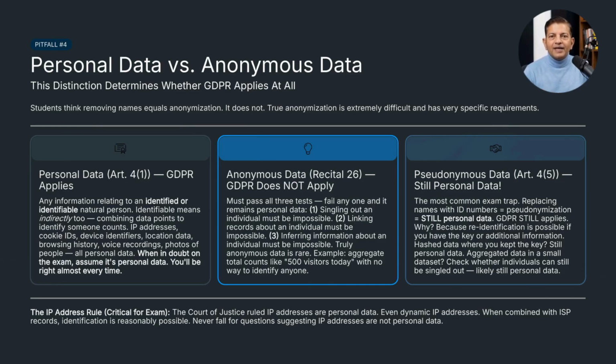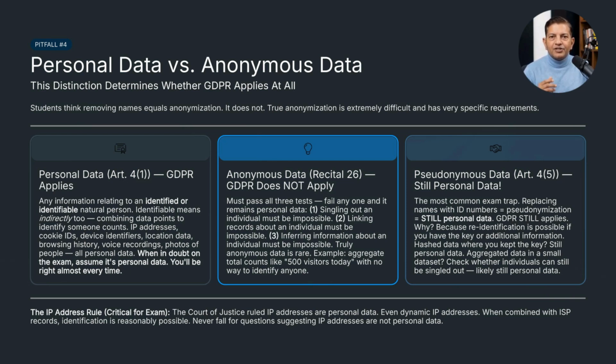Now what's actually anonymous? A total count like 500 visitors today, that's anonymous. Aggregate statistics like average age 35, anonymous. Properly anonymized datasets where re-identification is impossible, anonymous. But these are rare. Watch out for these exam tricks.